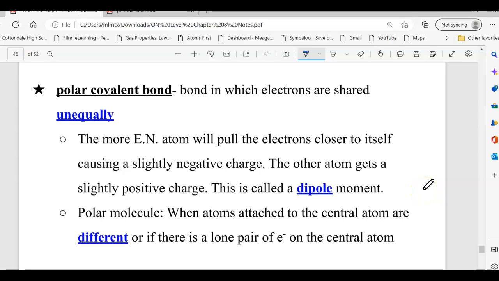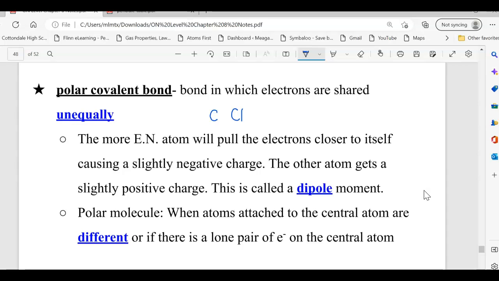A polar covalent bond is where the electrons are shared unequally. One atom is going to pull harder on the electrons than the other. One atom is going to pull the electrons closer to itself, and it's going to end up with a slightly negative charge. So, for example, let's say that we had a bond between C and Cl. We have one bond in between C and Cl.